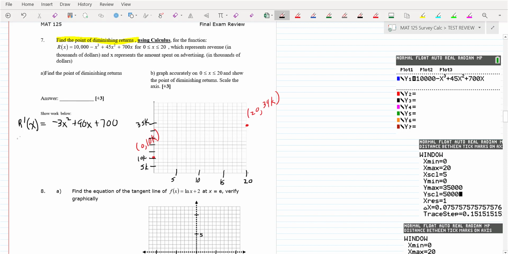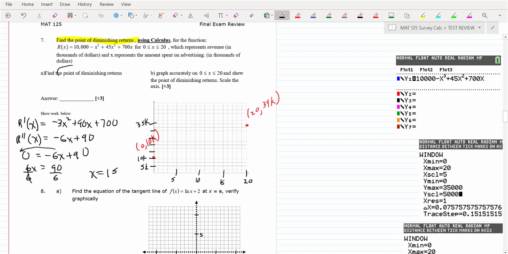Remember, you're analyzing the second derivative for the point of diminishing returns. The second derivative is negative 6x plus 90. Nothing real complicated or time consuming. Now what do I do with that? I set that equal to 0. The easiest way to solve this would be to isolate the x, just move the 6x over, divide by 6. Take your calculator if you need to, so you get x equals 15.